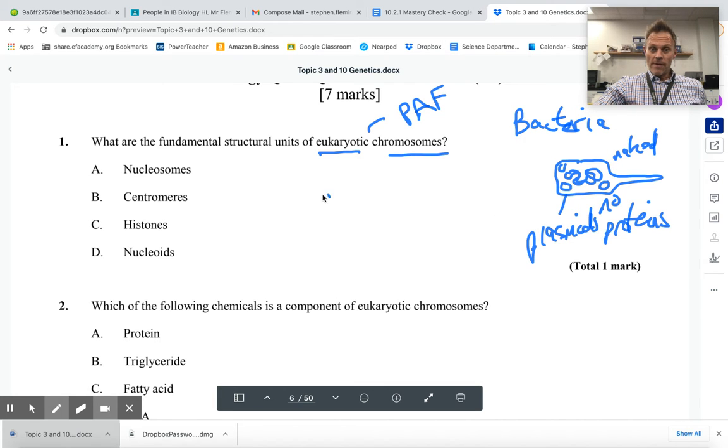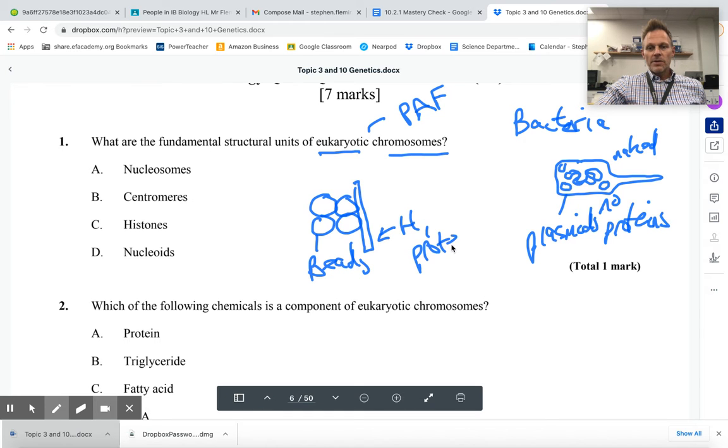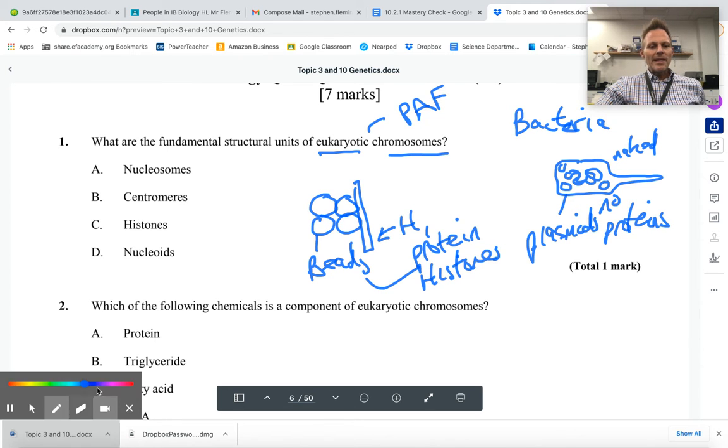Eukaryotic chromosomes, however, have this very complex structure where you have these protein beads. These are the beads. And you have this thing called the H1 protein. And these things are called histones. Both of these are called histones. And the histones basically give the DNA something to attach to. So here's my DNA. It's going to kind of wrap around, come around the other side, wrap around here.